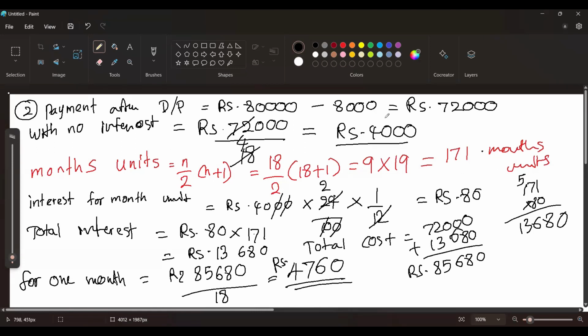I think it is correct. You have to do reducing balance like this. There should be some steps. Okay? There should be steps. First of all, you have to find what?